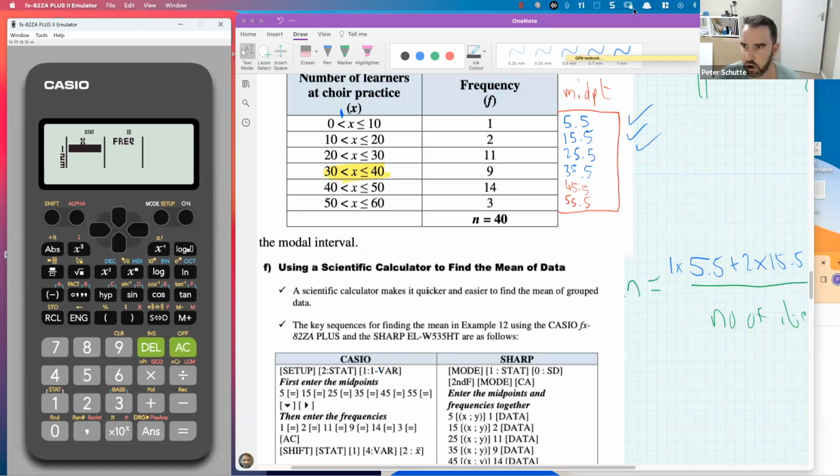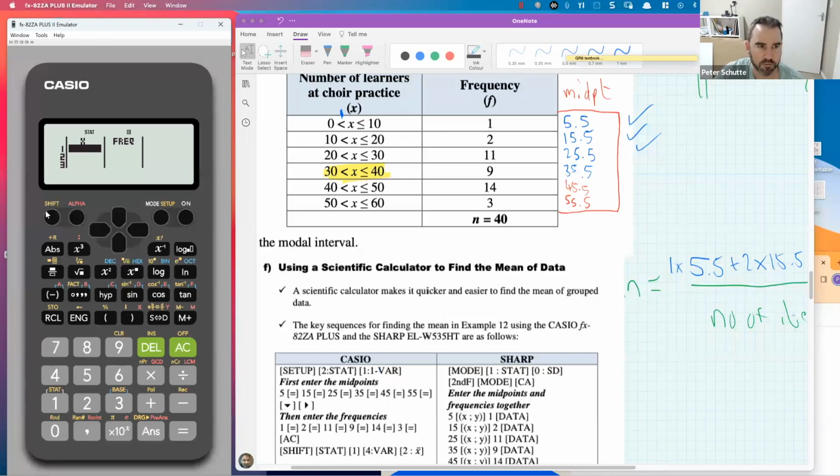Now, before I even put the data in, can you give me a thumbs up if you are able to get to the stage that I'm at right now? Give me a thumbs up if you're feeling okay. So we've got to here. Now, to put the data in, you put the midpoints as which number is var. So let's go back. So we go mode 2 and you go 1 for var.